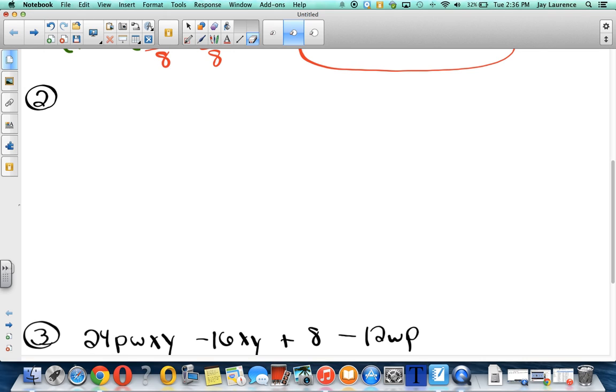Do, do, do, do, do. Making up a new problem. Do, do, do, do, do.